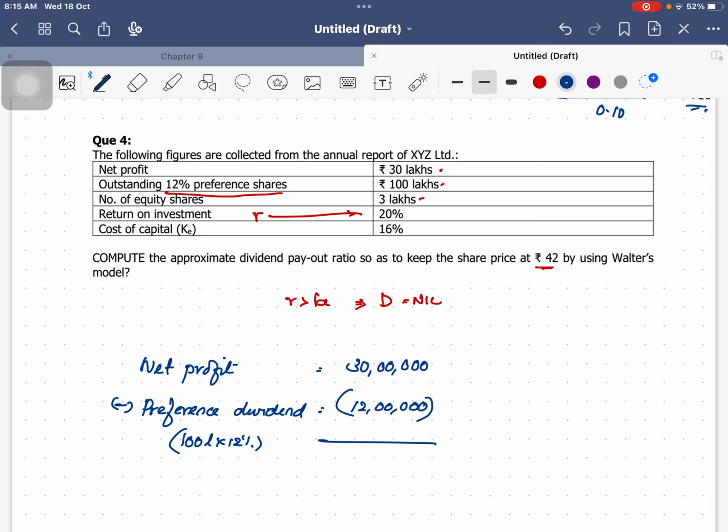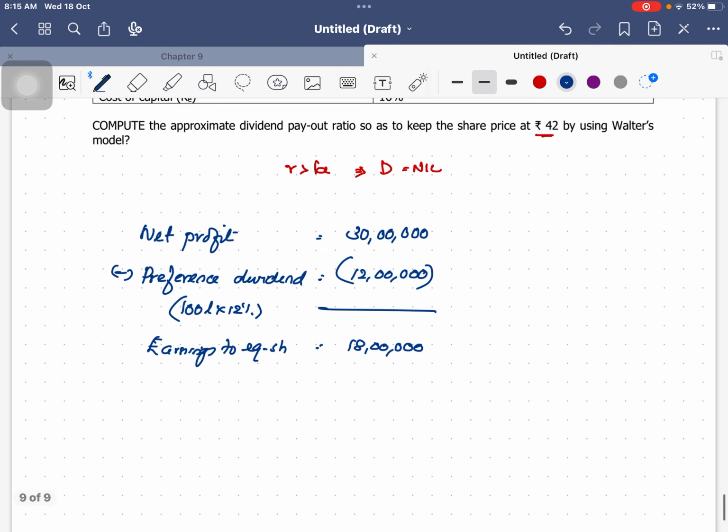So earnings to equity shareholders is 18 lakhs. And what is EPS? EPS is 18 lakhs divided by the number of shares. Number of shares is 3 lakhs. So that is rupees 6 per share.